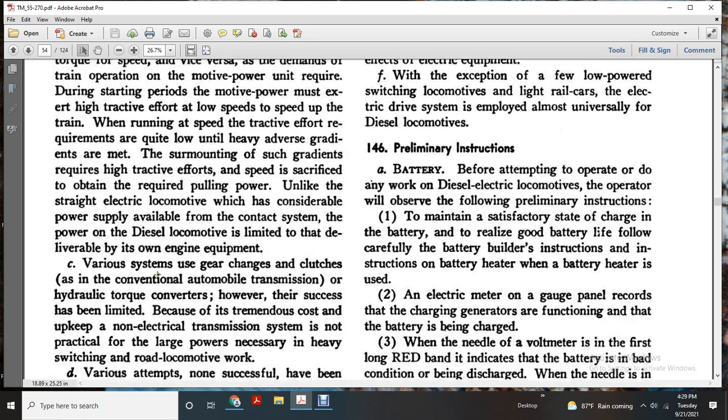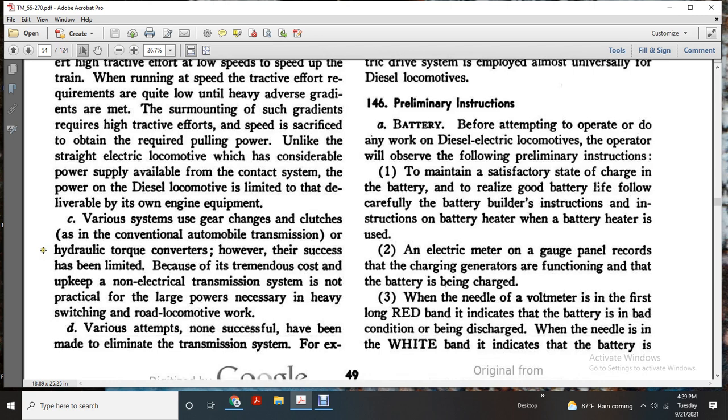Other transmission systems include gear chains with clutches, conventional automobile transmission, and hydraulic torque converters. However, their use has been limited because of the tremendous cost of upkeep. A non-electrical transmission system is not practical for the large power necessary for heavy switching and road locomotive work.